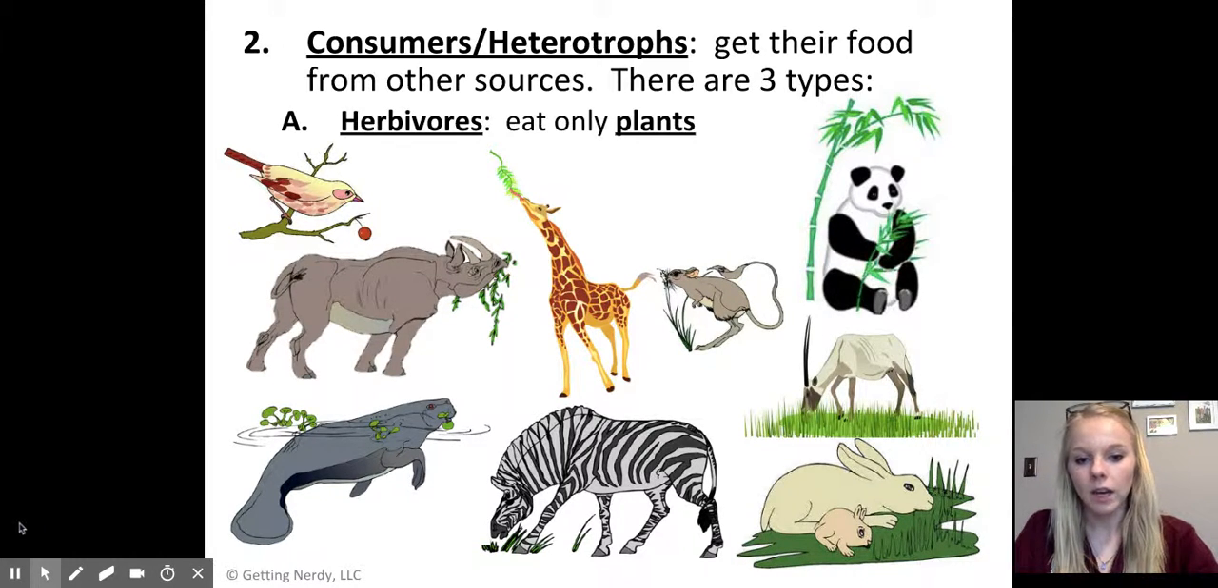There are 5 types of consumers. The first type is herbivore. Herbivores eat only plants. The prefix herb means plant. Herbivores have flat, sturdy teeth for grinding and chewing vegetation. Your first key word is interactions.